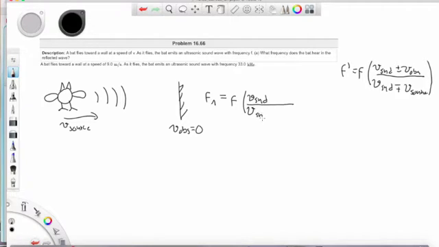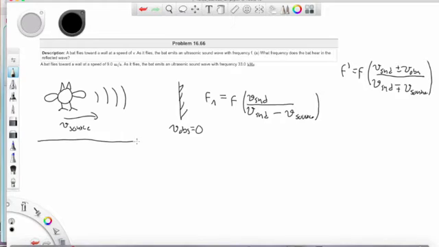Continuing, v sound, and then we have a v source. What about the sign here? These two objects are approaching each other, so we'll use the upper sign, in this case minus.